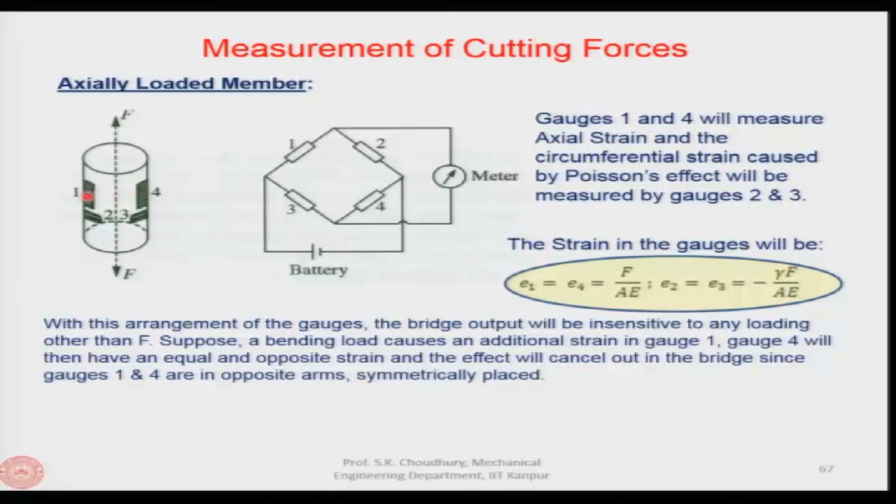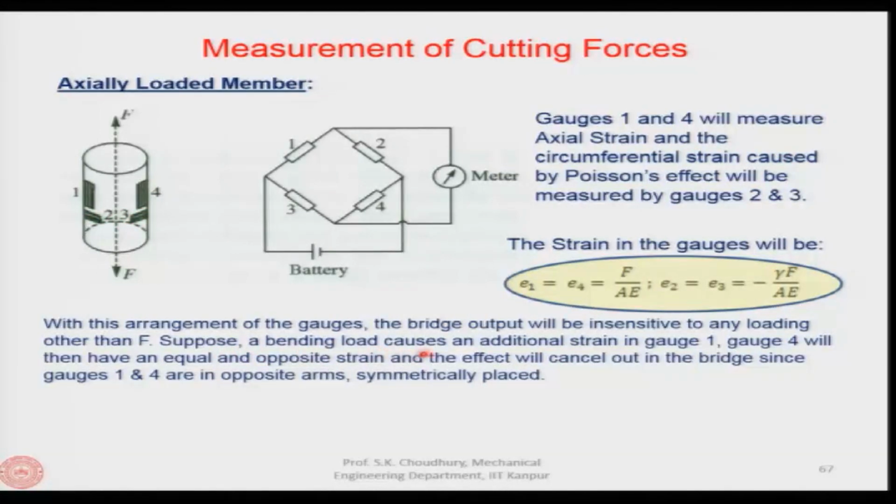So, they will mutually nullify. That is why they are placed opposite to each other. Now, with this arrangement of gauges, the bridge output will be insensitive to any loading other than F, meaning that 1 and 4 will be measuring only the axial strain or the axial force, and it will not be able to sense 2 and 3, that is the circumferential strain.